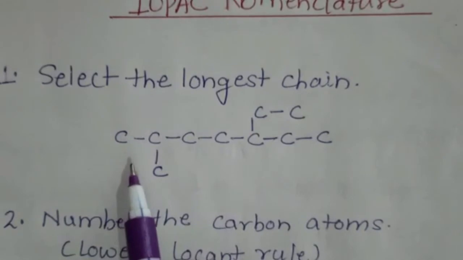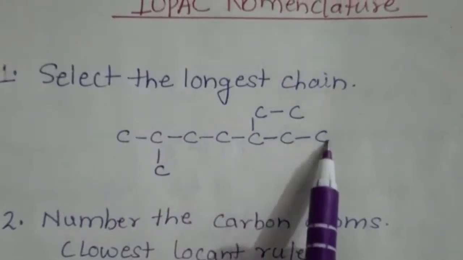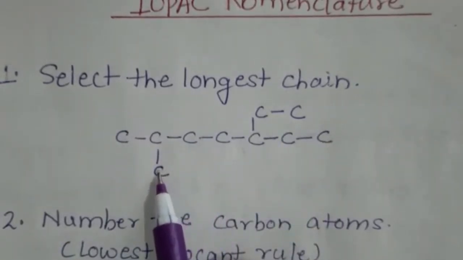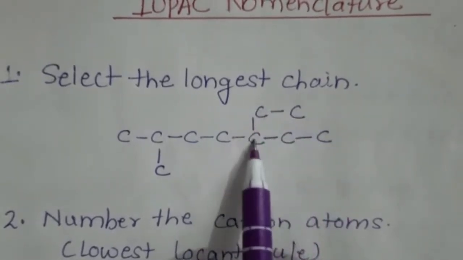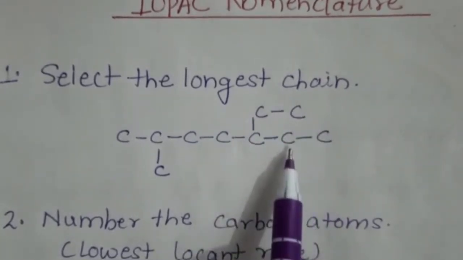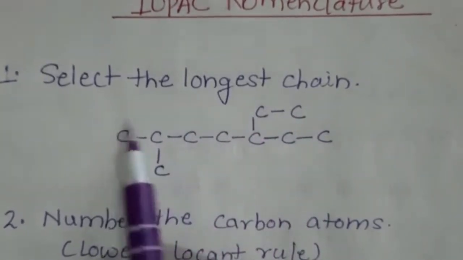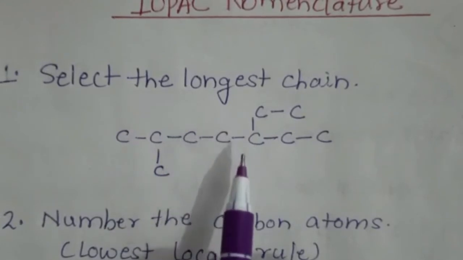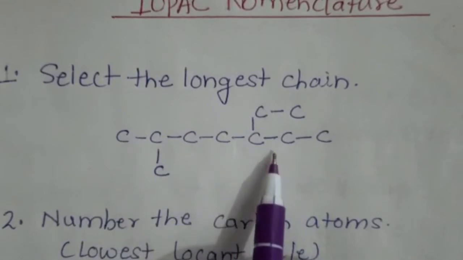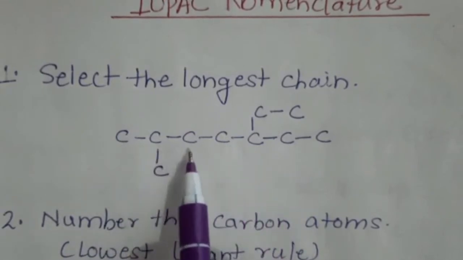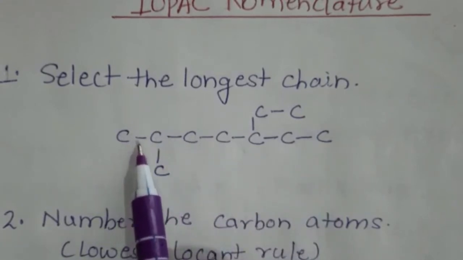For example, in this chain, there are 1, 2, 3, 4, 5, 6, 7 carbon atoms. If we consider this other chain, which has 1, 2, 3, 4, 5 atoms, it is a shorter chain. So there are 3 or 4 identical chains having the maximum number of carbon atoms as 7. So we have to select the longest chain containing the maximum number of carbon atoms. That is the first rule.